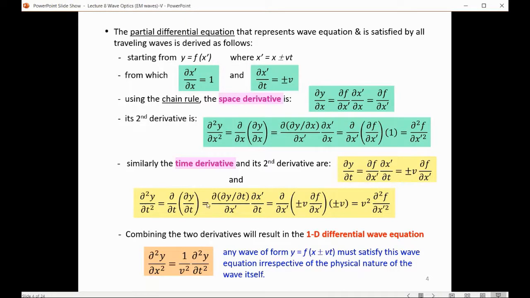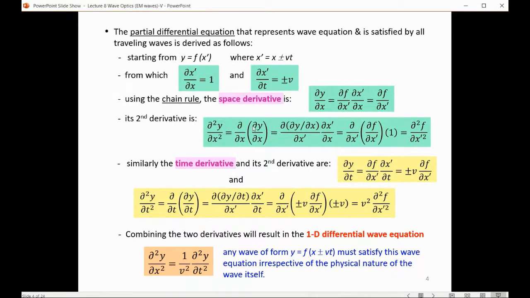Combining these two derivatives here will give us the one-dimensional differential wave equation. We can relate the second derivative with respect to space to the second derivative with respect to time.